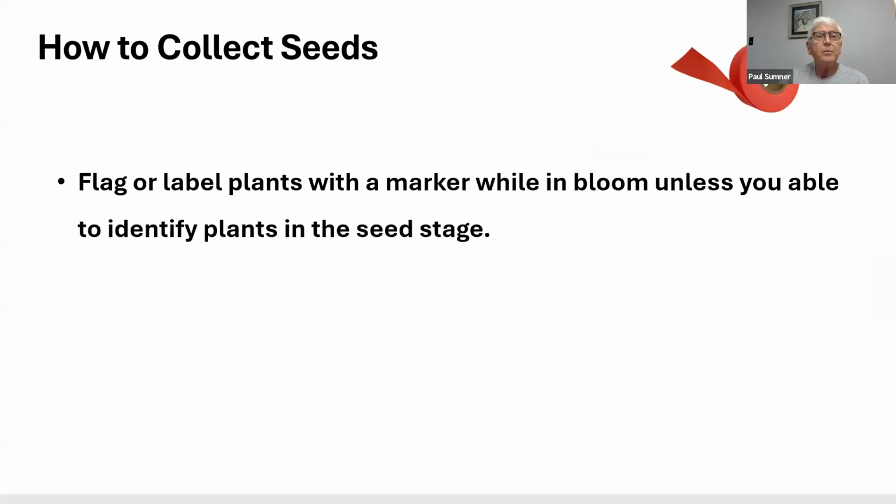If you find a plant that you want to collect some seed from, and you might not know what it looks like when it dries up and is in the seed stage, you might want to flag it. Get some flagging tape, write on the flagging tape the name of the plant, and then mark it so you'll be able to come back to it when the seeds are ready to be harvested.